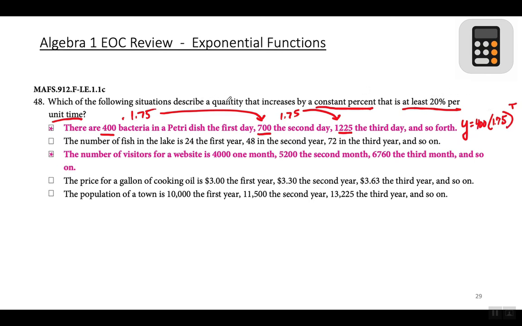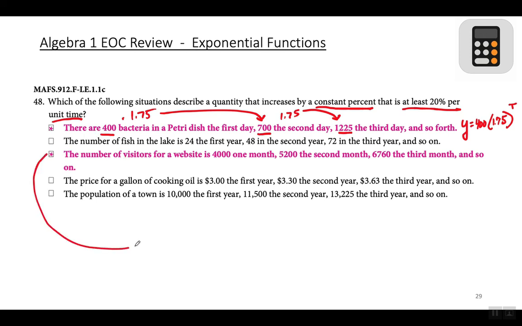Okay, now again, I just divided 700 by 400 to get that number, and 1225 by 700 to get that number. I saw that they're both the same number. If you work out this equation by putting a 1 here, a 2 here, and a 3 here, you'll see that you get these numbers that are here.